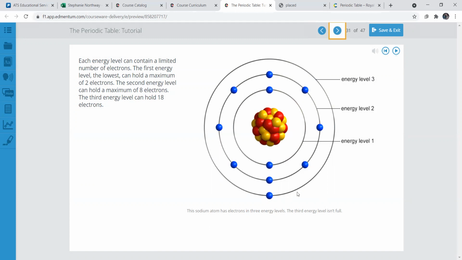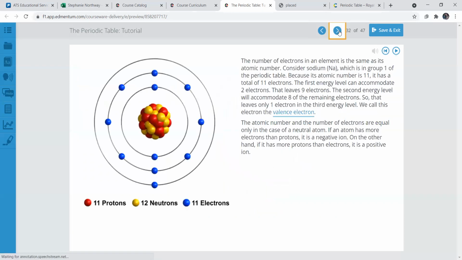It isn't full, meaning it could hold more, so it could have more bonds with each other. So the third energy level can hold 18 electrons, meaning sodium can bond with other elements and it can share electrons with each other or with other elements.